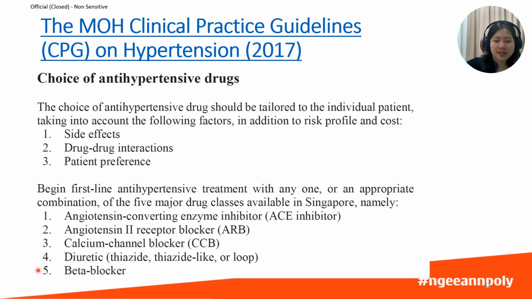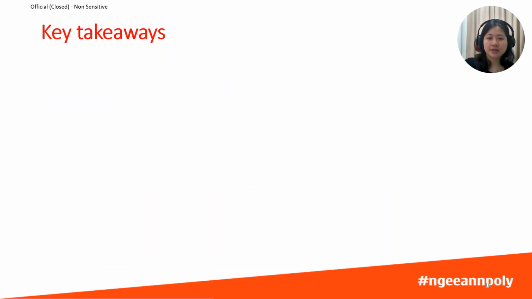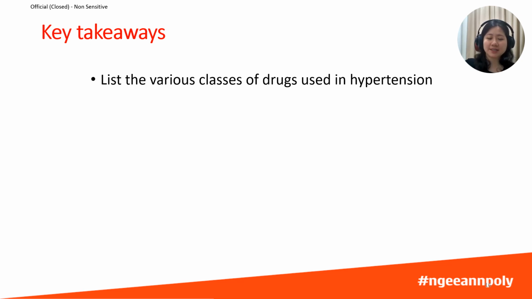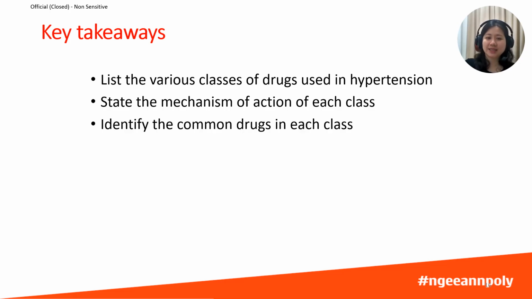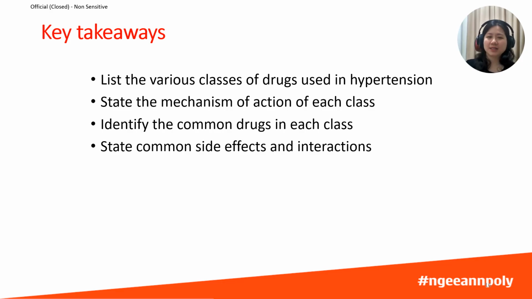diuretics, and beta blockers. So now at the end of this lesson, you should be able to list the various classes of drug used in hypertension, state the mechanism of action of each class, identify the common drugs in each class, and state the common side effects and interactions for each drug class.